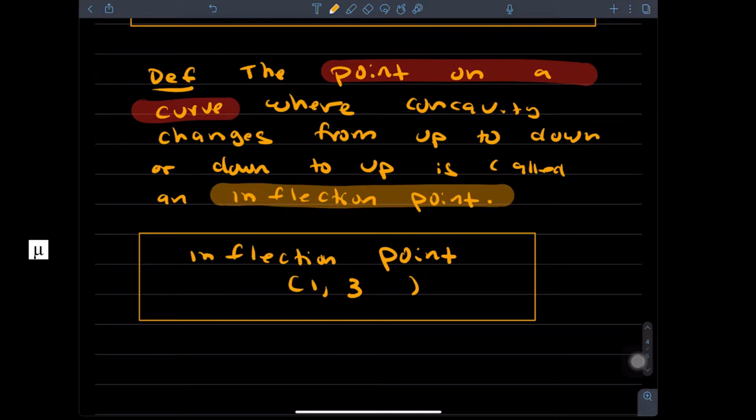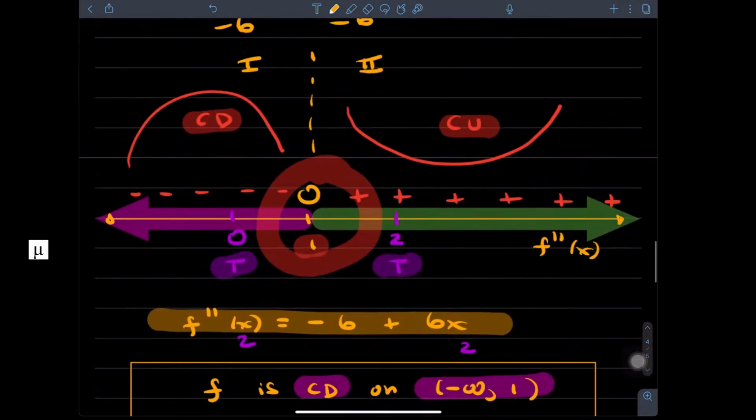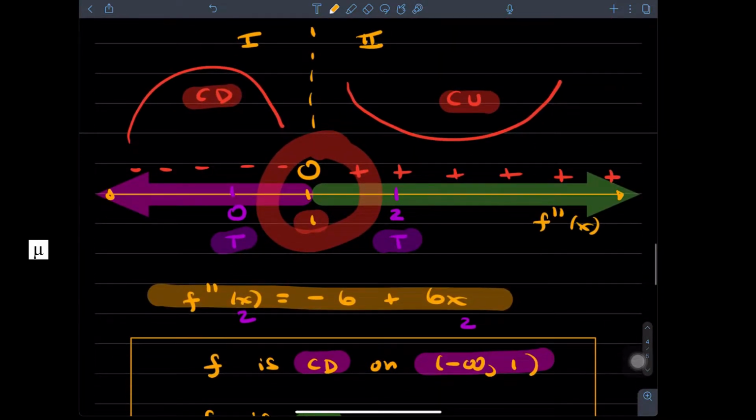So anyway, does that make sense? It's a very special point. That's when you change concavity, up to down or down to up. So you say, how do I know? Because you go back to your sign analysis and take a look. Do you go from negative to positive anywhere? Yes, we do. Do you go from positive to negative anywhere? No, but if you change from negative to positive, then you have a special situation.